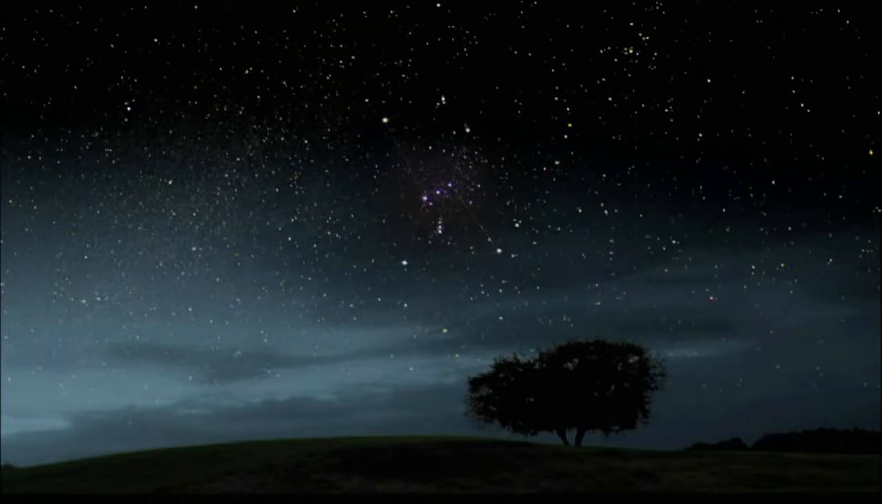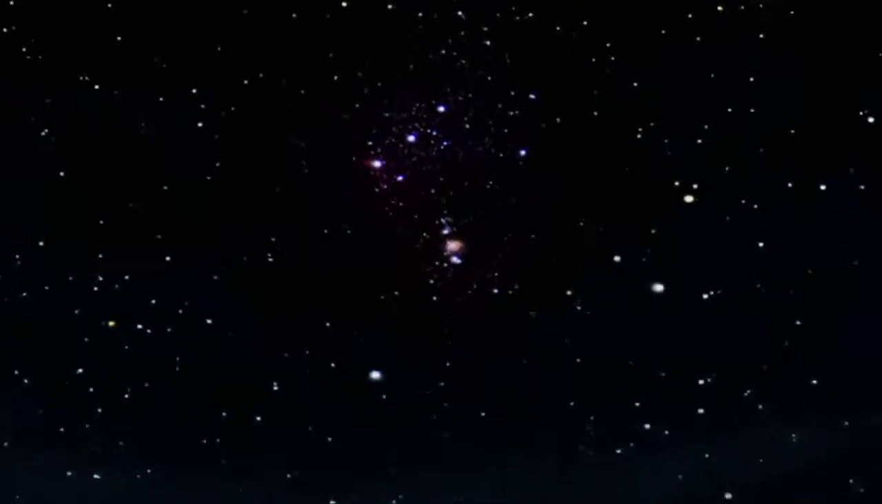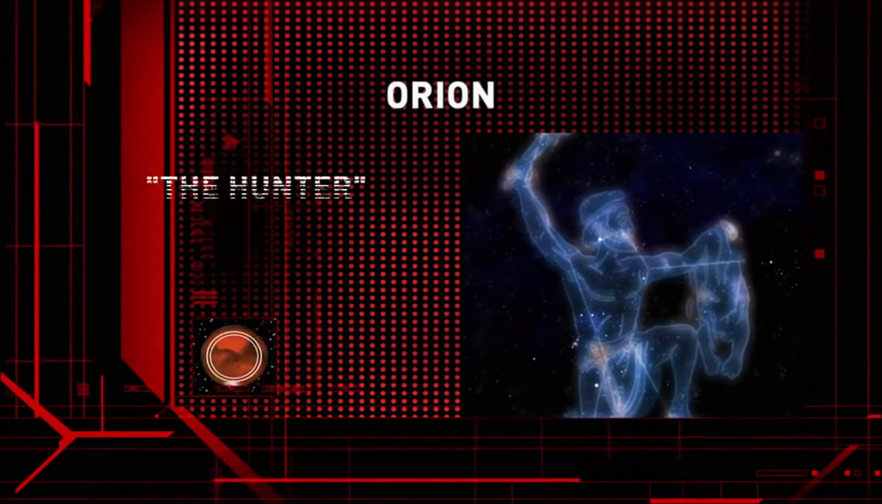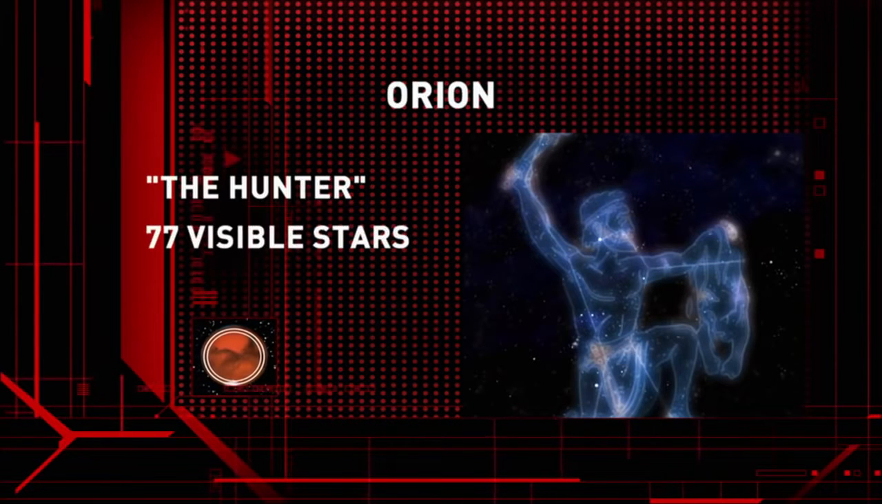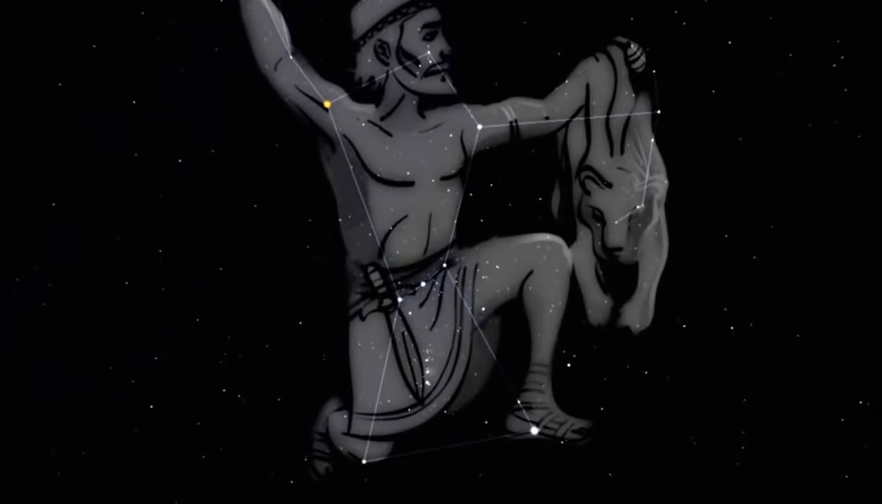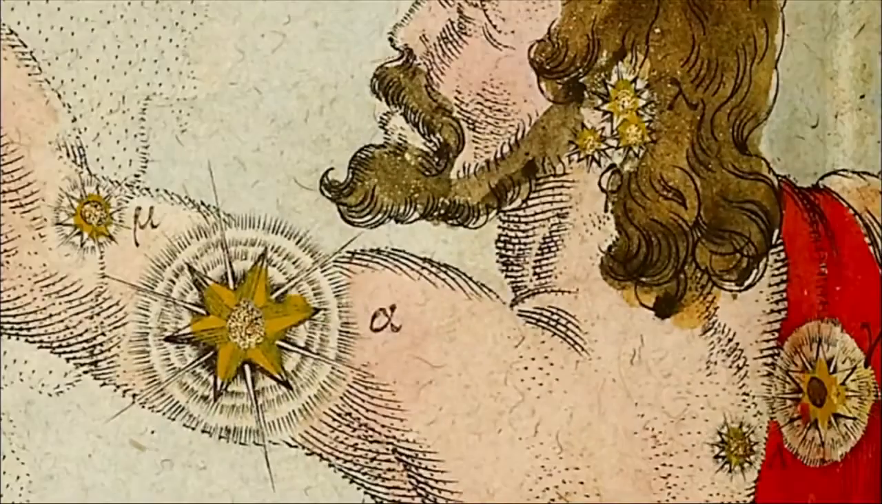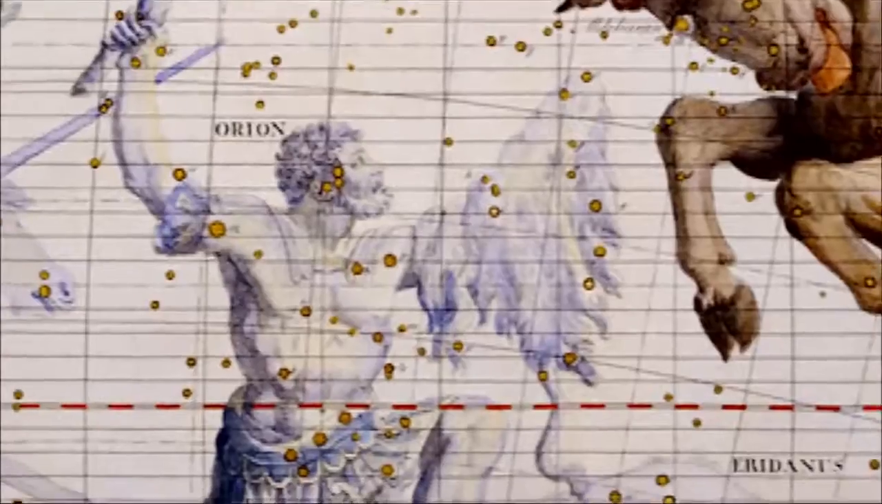Even our most familiar constellations have a lot to teach us about the cosmos. Orion, which is Greek for hunter, has 77 visible stars. Alnitak, Alnilam, and Mintaka make up the 3 stars in Orion's belt. In modern times, astronomers have hunted Orion, finding a variety of astonishing objects.